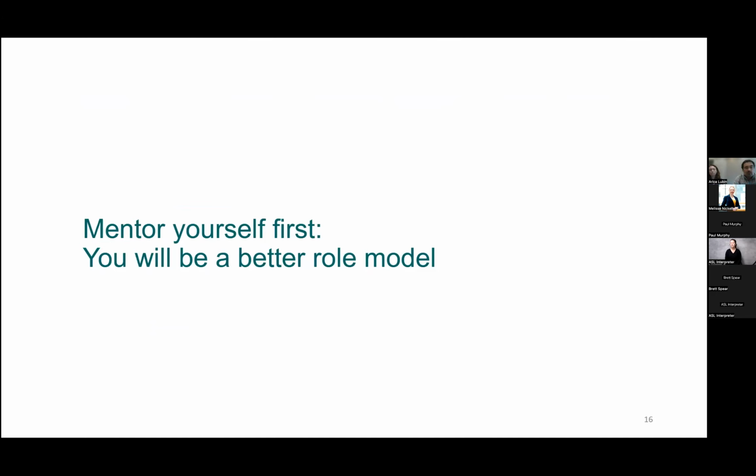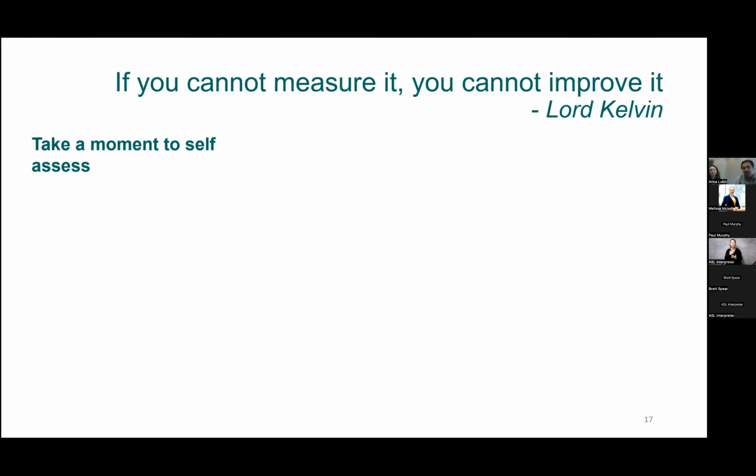Okay, so the last piece that I want to talk about before I hand this over to Erica is one of the key things that we want to acknowledge: it's really important, you guys, to mentor yourself first. You will be a better role model if you take a few minutes to assess your own experience, workflow, and time. So one of the things that we want to encourage everyone to do is to take a moment to self-assess.